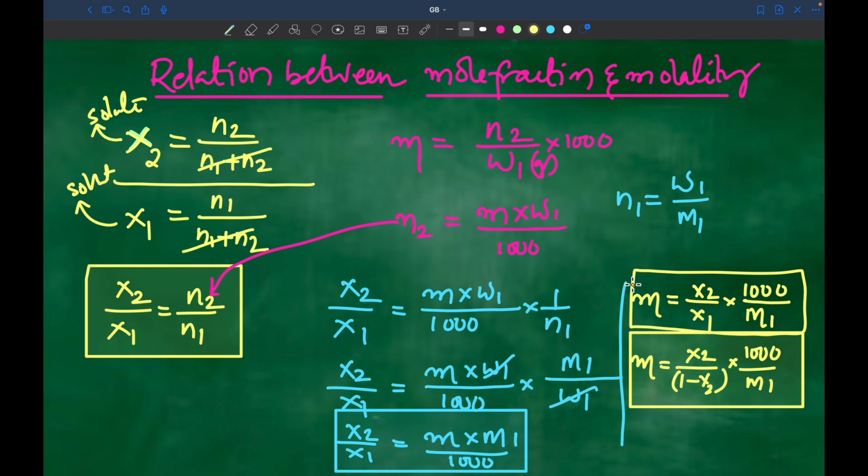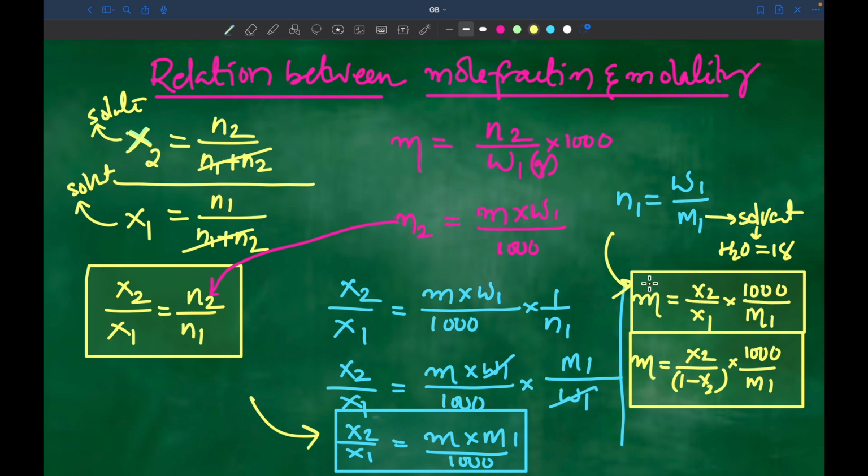You can either remember the formula or remember the derivation, it is the same thing. So better you remember this formula: molality equals x2 by x1 into 1000 by m1. What is x2 here? x2 is the mole fraction of solute, x1 is the mole fraction of solvent. M1 is important here. M1 is the molar mass of the solvent. Generally we take the solvent as water unless it is mentioned, whose molar mass will be 18, right?